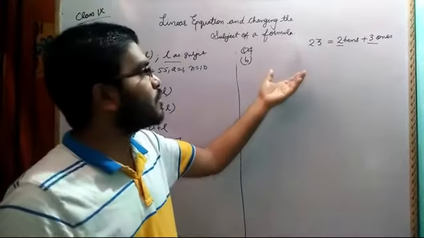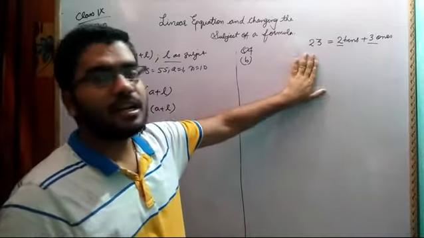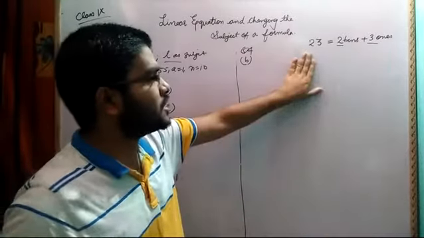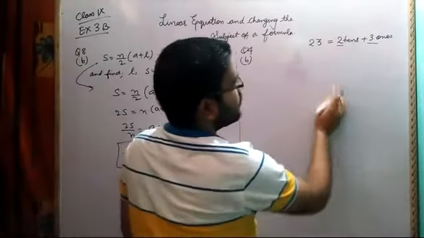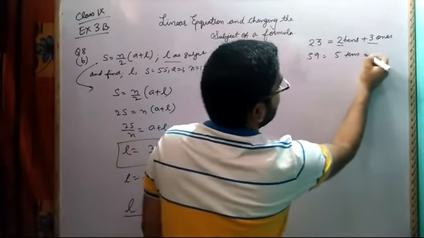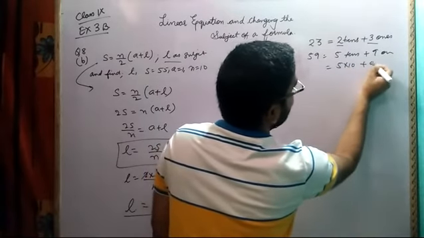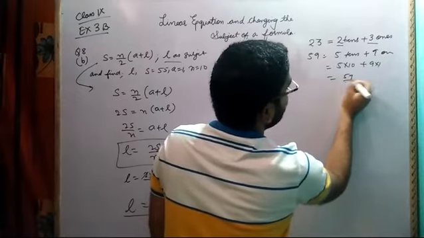Now same thing we are going to apply here. If you remember this, it will definitely be very easy. If not, then please see: 23 means 2 tens plus 3 ones. If I write 59, then it will be 5 tens plus 9 ones. 5 tens means what? 5 into 10 plus 9 into 1. That is again 59, right?